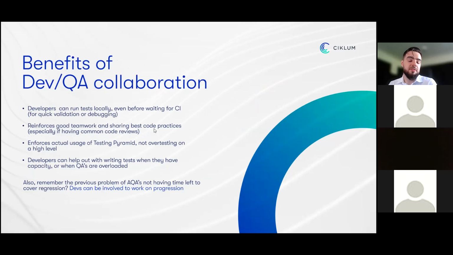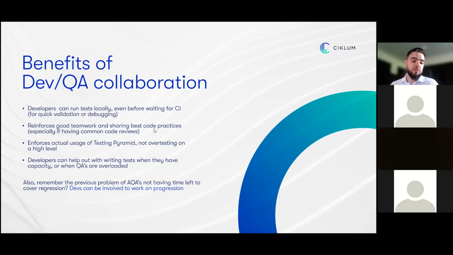And what are the benefits of involving developers in our tests? So first of all, developers can run tests locally. We already mentioned that. This can be done either for a quick validation or debugging. Also, this reinforces good teamwork and sharing best code practices. Especially, I would also recommend having common code reviews. So developers should also participate in code reviews of your automation code.